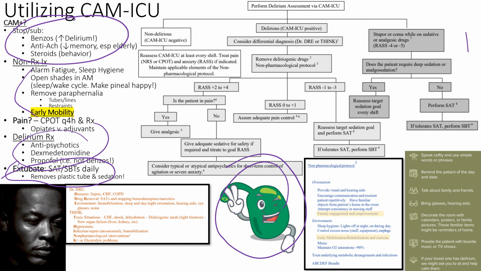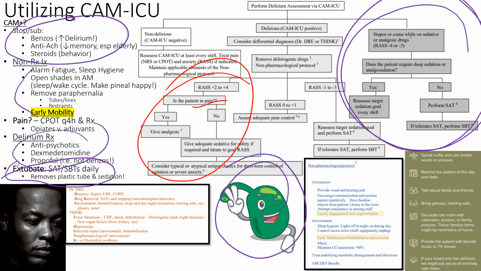So we have a patient that's too deeply sedated. That can cause delirium in and of itself. We should not have -4, -5. We need to take off the sedation. Someone is super positive. Do they have pain? All right, let's fix the pain. Give the analgesic. If that's not working, we could consider other drugs to fix their delirium.